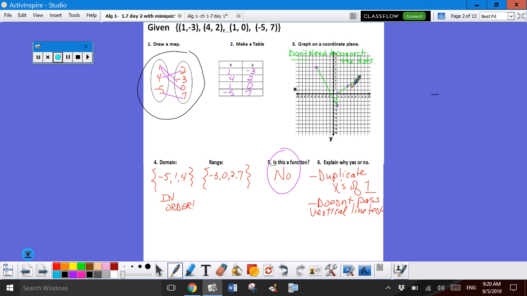Graph. We should have a graph kind of looking like this. Notice there is a vertical line right there, so that should have told you also that there was a problem with this relation. Domain and range. Your domain and range numbers should be in order. So I should have -5, 1, and 4 in the brackets. The range should be in the brackets: -3, 0, 2, 7.